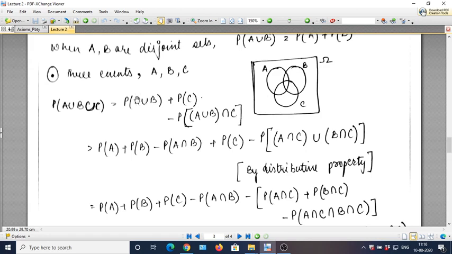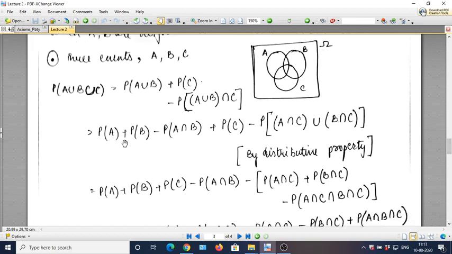So again now we will expand this. This is PA plus P of B minus P of A intersection B plus P of C, and then this we can use the distributive property of intersection over union and write it as P of A intersection C union B intersection C. It follows from the distributive property. Then we can rewrite this equation as follows: PA plus PB. This is a shorthand notation. Sometimes instead of P of A, we can simply write PA. So this PA plus PB plus PC, we will pull it out here, minus P of A intersection B.